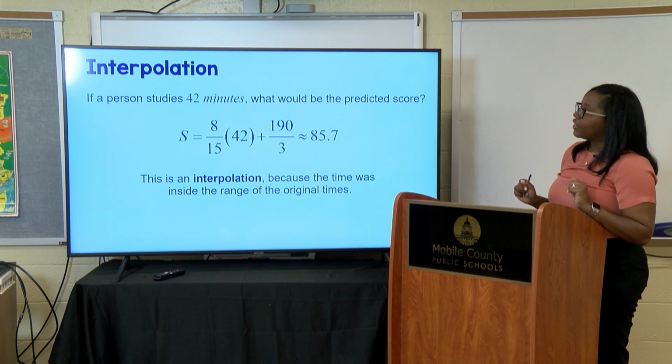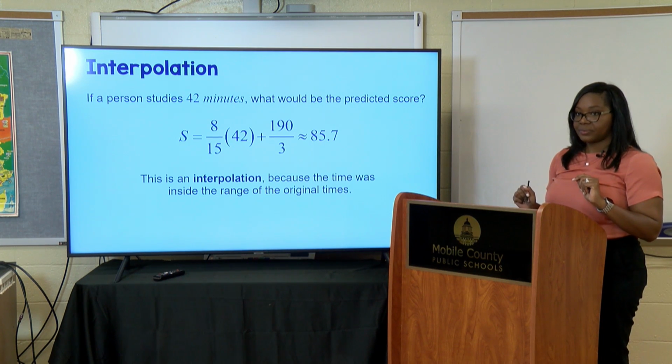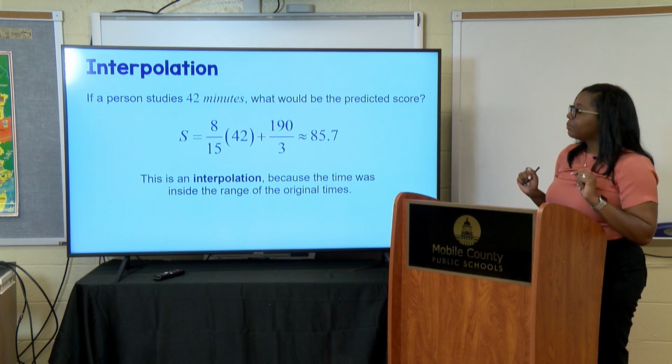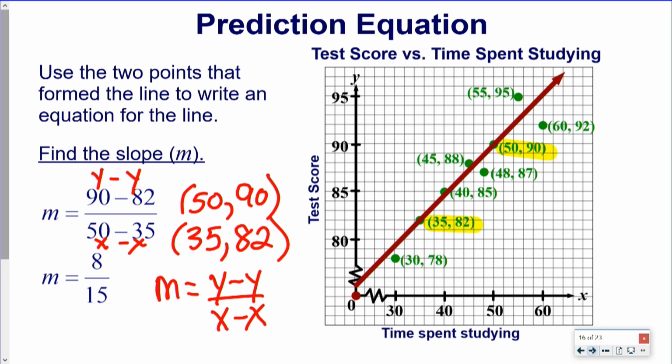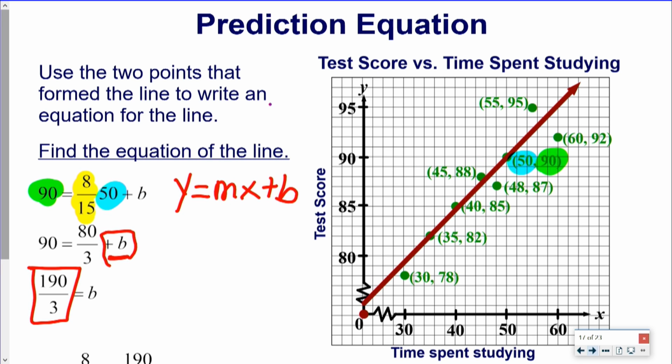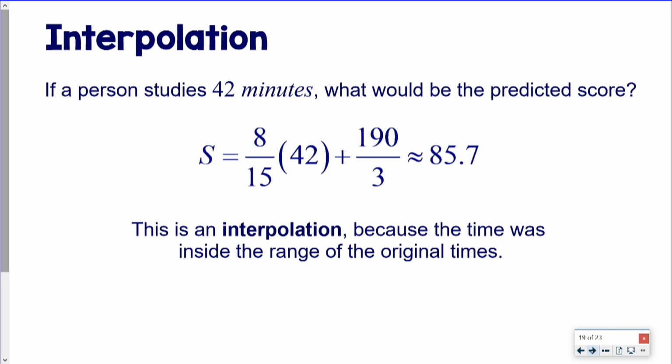A next type of value is called interpolation. The interpolation simply means that the time is within the range. Remember that our range was 30 to 60 or 30 to 80? For this particular problem, it says if a person studies 42 minutes, if I go back to my graph, do we have 42 that's represented on the x-axis? If you answered yes, you are 100% correct. Since that value is represented in our range, that is considered to be interpolation.